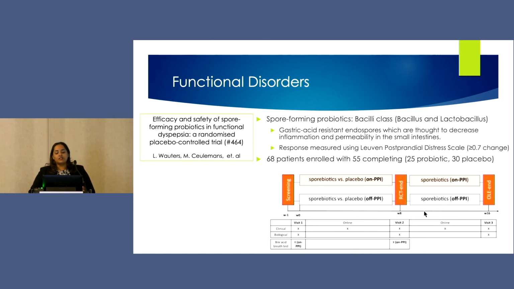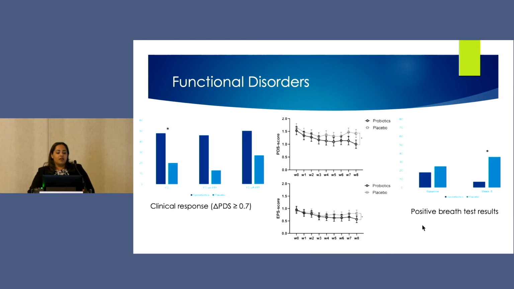So this was a randomized trial. They had 55 patients. They randomly assigned them to either receiving the sporebiotic or placebo, and they were either on or not on PPI. And then they had an open label portion of the study as well. And what they found looking at the clinical response over here, so the dark blue is the sporebiotic group, the light blue is the placebo group.